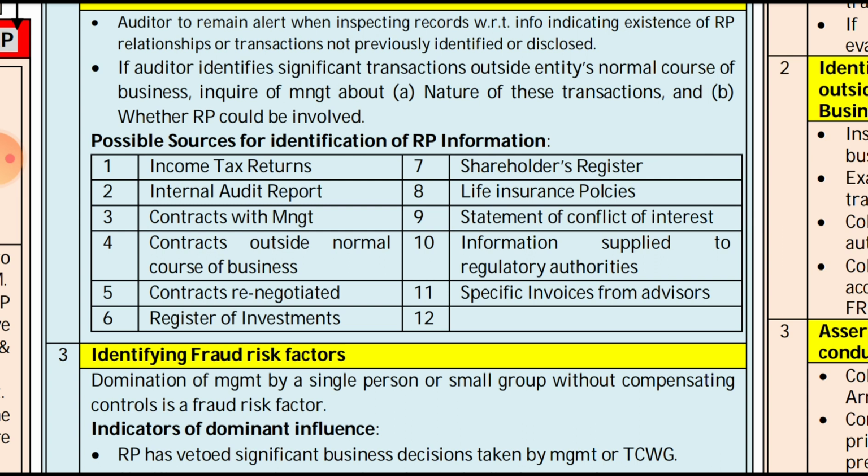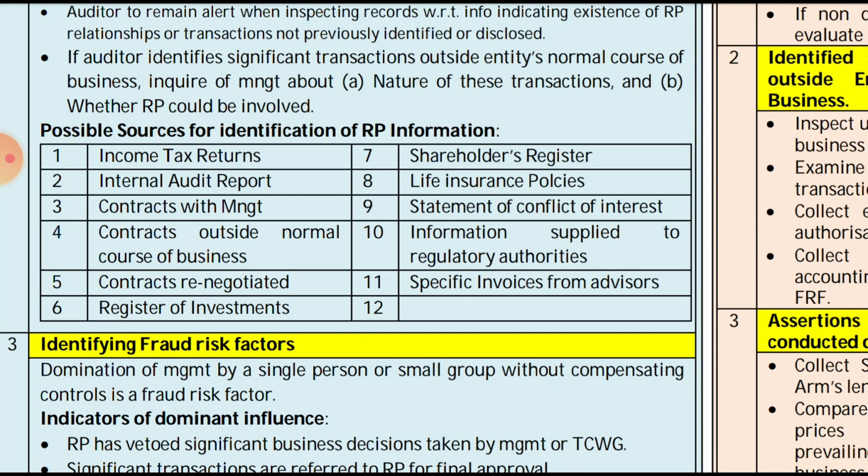There are various sources, and I have prepared a keyword for this. It is I2, C3, S3. 2 I's means income tax return and internal audit report. 3 C's are contract with management, contract outside the normal course of business, and contract renegotiated. Then 3 S's: shareholder register, statement of conflict of interest.